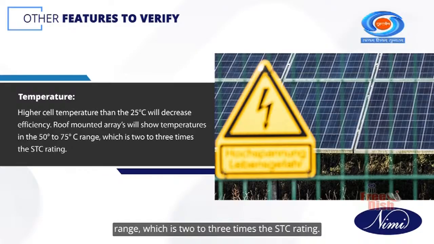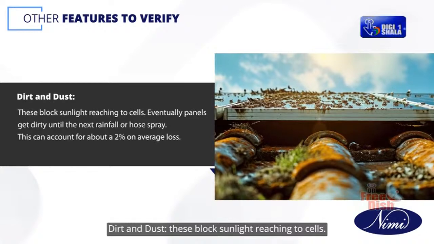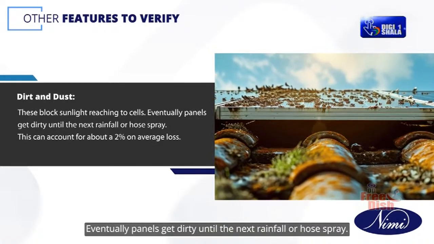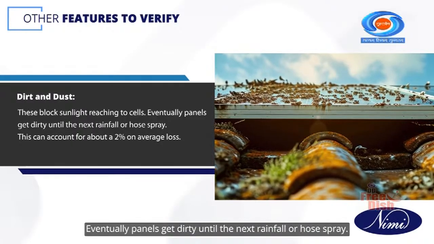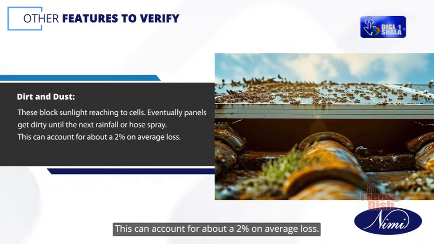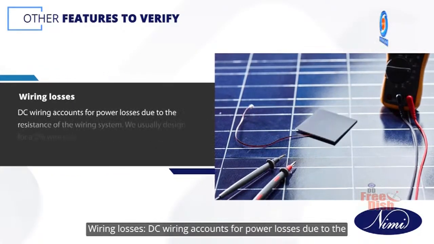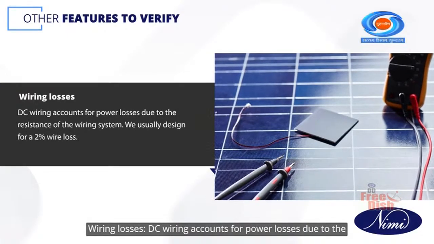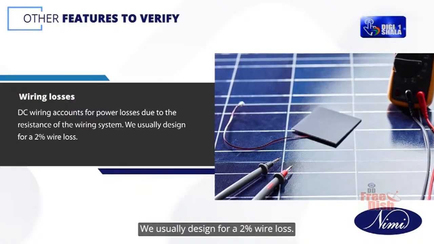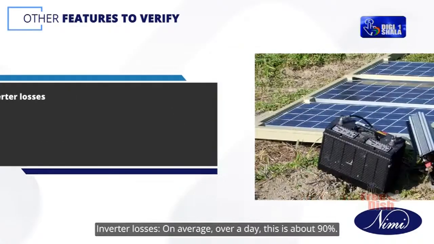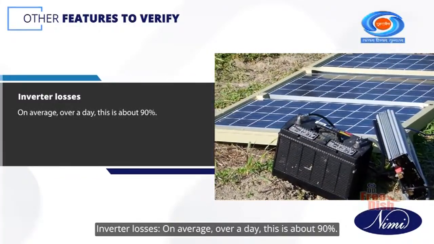the STC rating. Dirt and dust. These block sunlight reaching the cells. Eventually, panels get dirty until the next rainfall or hose spray. This can account for about a 2% average loss. Wiring losses. DC wiring accounts for power losses due to the resistance of the wiring system. We usually design for a 2% wire loss. Inverter losses. On average, over a day, this is about 90%.